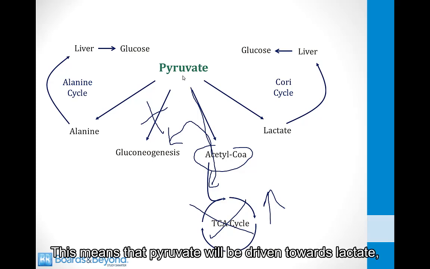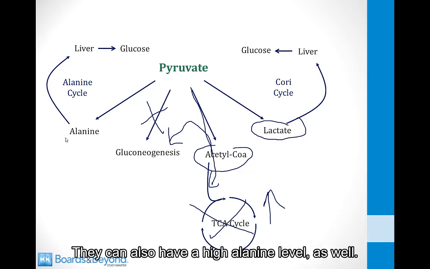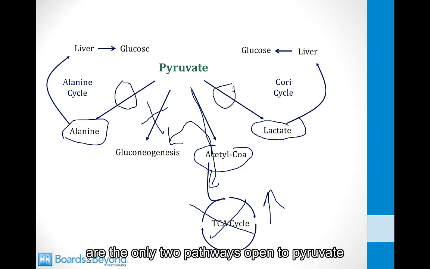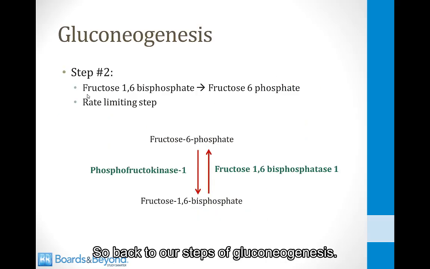This means that pyruvate will be driven towards lactate, and therefore the child will have a lactic acidosis. They can also have a high alanine level as well, and that's because metabolism to alanine or lactate are the only two pathways open to pyruvate when pyruvate carboxylase is deficient. So back to our steps of gluconeogenesis.